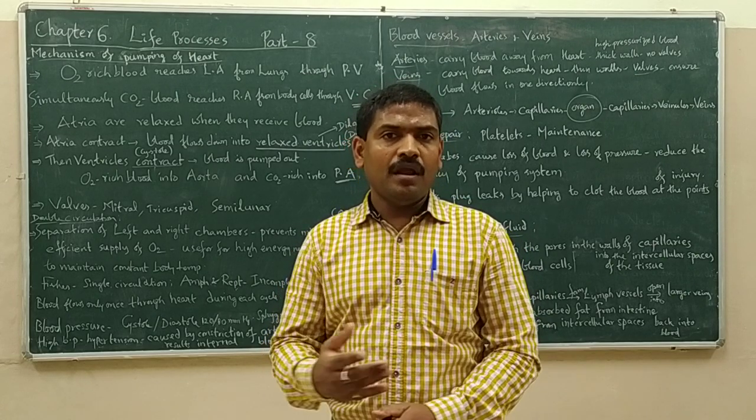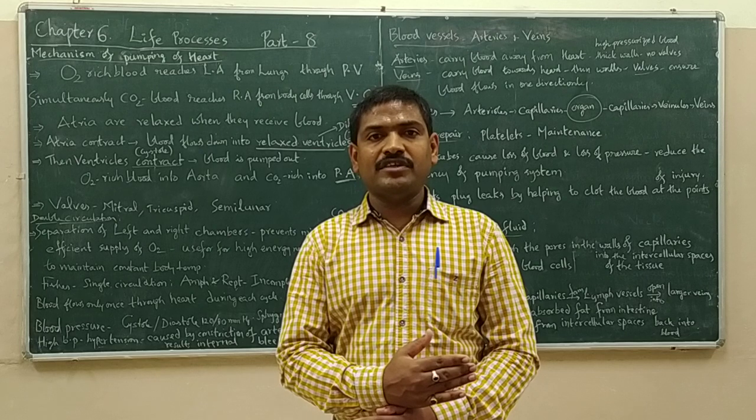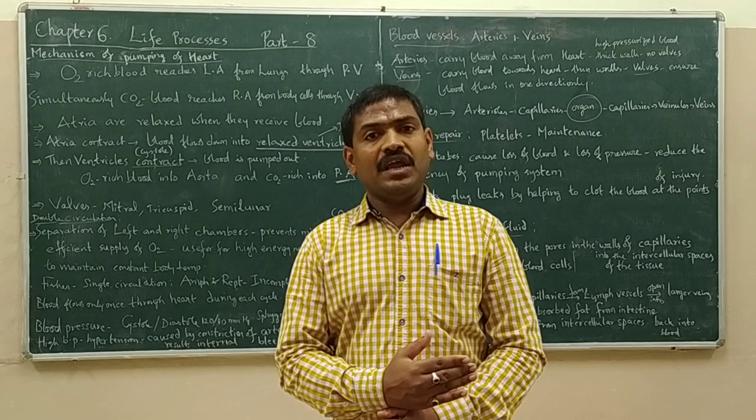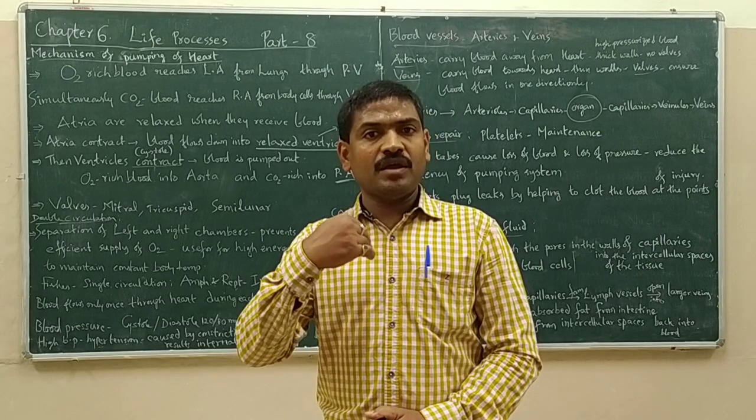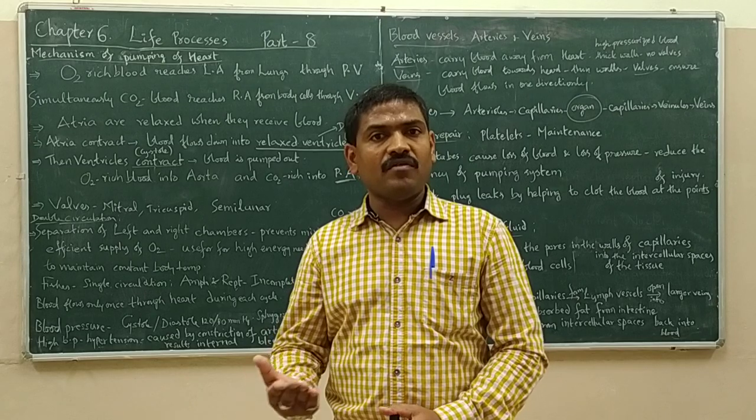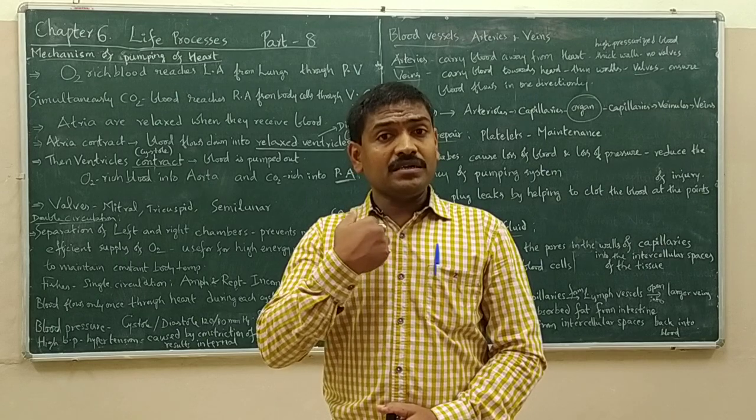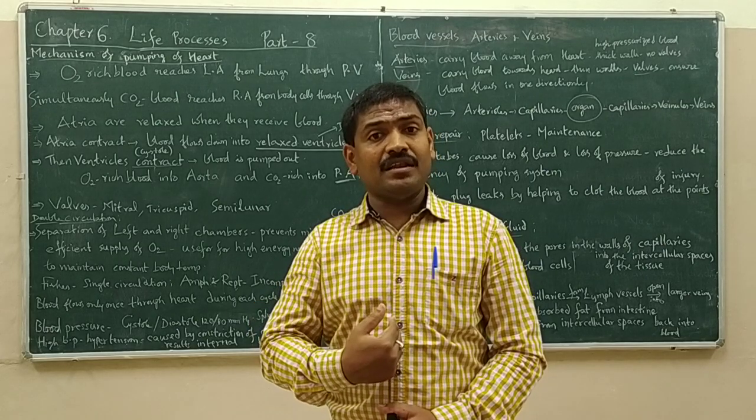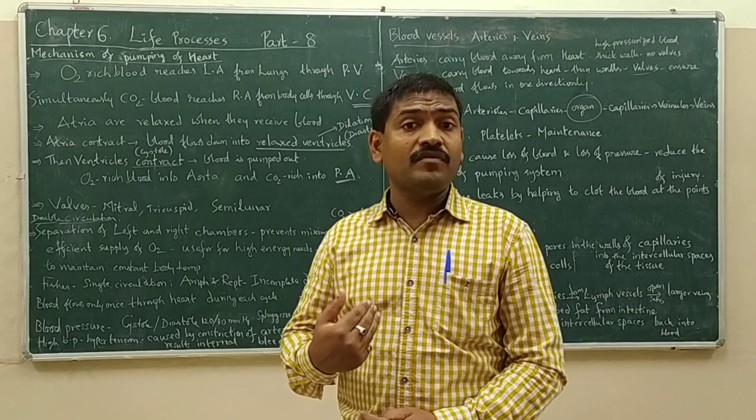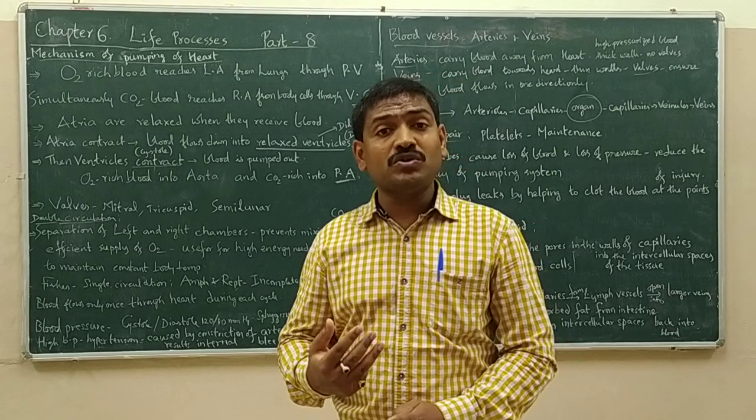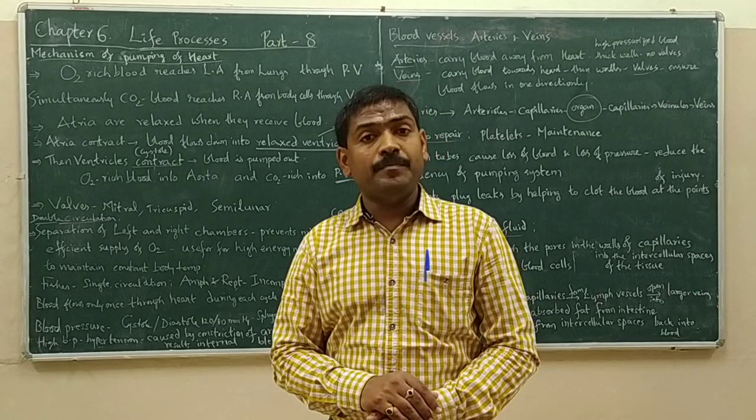What is this lub dub? Lub is the closure of the mitral valve and tricuspid valve. The mitral valve is present in the left atrioventricular septum. After the blood moves down from the left atrium into the left ventricle, the mitral valve gets closed. Simultaneously, blood has flown down from the right atrium into the right ventricle. Then the tricuspid valve gets closed. Both the mitral valve, or bicuspid valve, and the tricuspid valve get closed at the same time, which gives a sound lub.